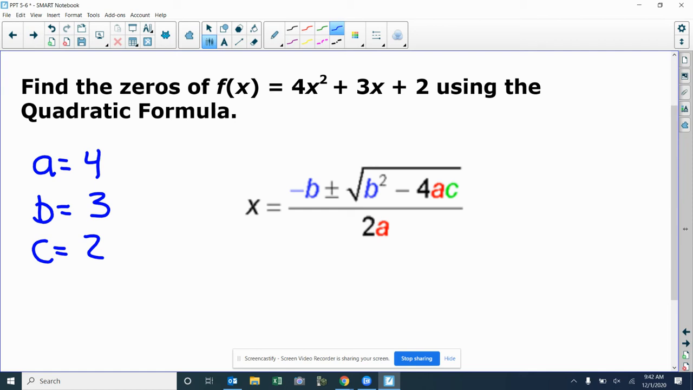B squared 9. Is it going to give me a negative number on that? What are we getting? Negative what? 23. Negative 23. All right, so let's go ahead and plug in some information here. We're going to have negative 3 plus or minus the square root of negative 23, you're telling me? All over 2 times a, which is 8.